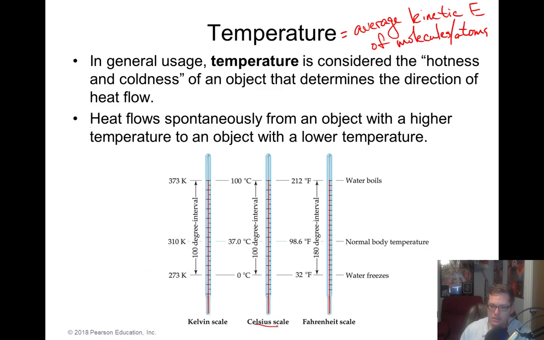Starting at Celsius, or this little scale here, you've got water freezing right here and water boiling right here. Water boils at 212 degrees Fahrenheit, 100 degrees Celsius, and 373 Kelvin. And then water freezes at 32 degrees Fahrenheit, 0 degrees Celsius, and 273 Kelvin.